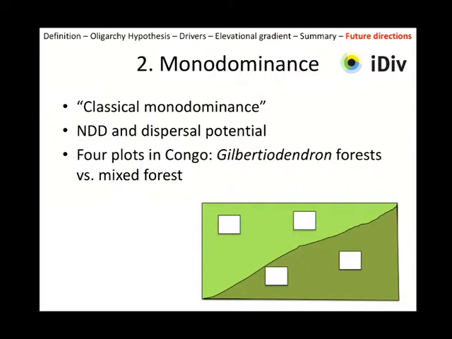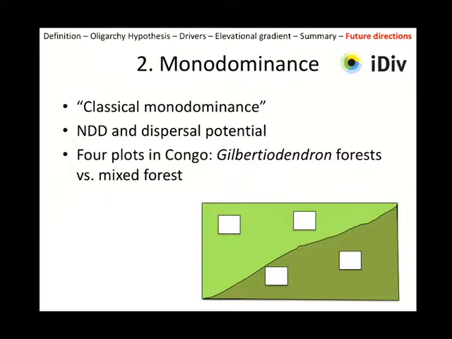There, the Center for Tropical Forest Science established four plots in the same locality. Two of the plots are in monodominated Gilbertiodendron stands, and the other two plots are in mixed forest. Altogether, these four plots contain 300,000 stems, and they have censused these plots several times since 1994.